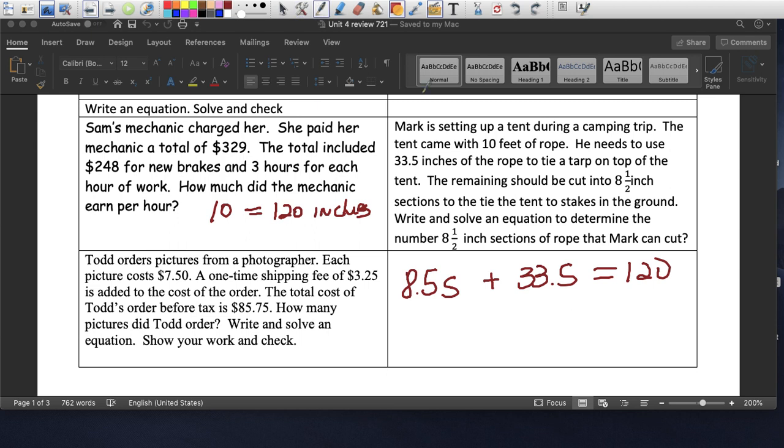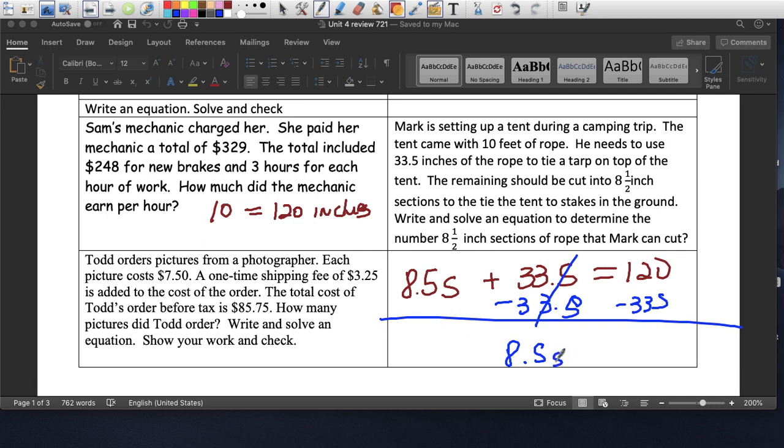So that's the equation I can use. So I'm going to go minus 33.5, minus 33.5. So I'm going to get 8.5s equals 120 minus 33.5, and that equals 86.5. And if we divide that by 8.5 on both sides, the number of sections that are 8.5 inches will be the greatest number, actually. The actual answer is 10.17, but I actually want how many full 8.5 inch sections will I have? I will only have, so in the context of the story, the answer is 10. Okay.